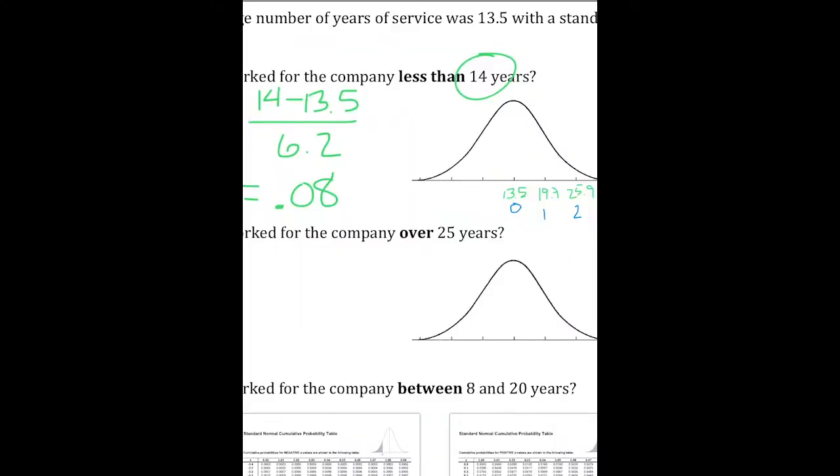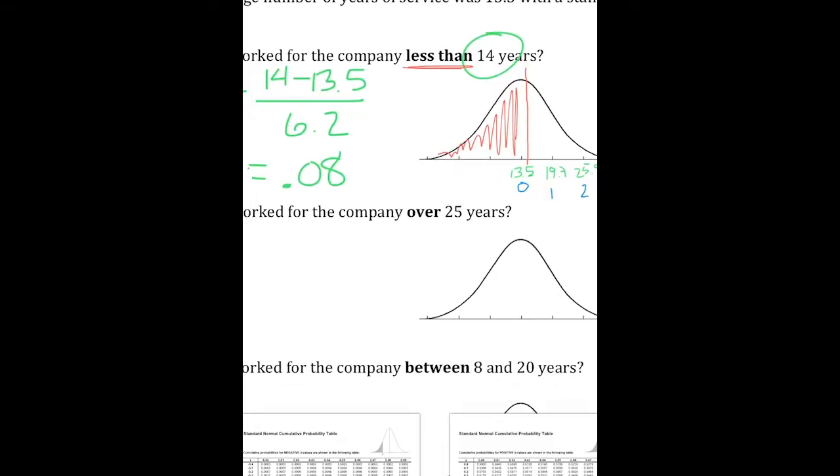So one standard deviation is already marked on there. So we are just barely over that halfway point. We're looking something like that, probably even less than that, right? And the question is less than. So less than would be everything over here within that curve. Right, so now that we have our z-score of 0.08, we need to go ahead and take a look at our charts.